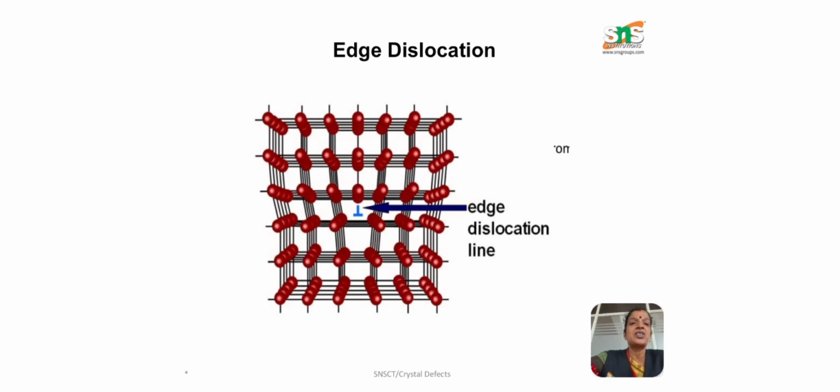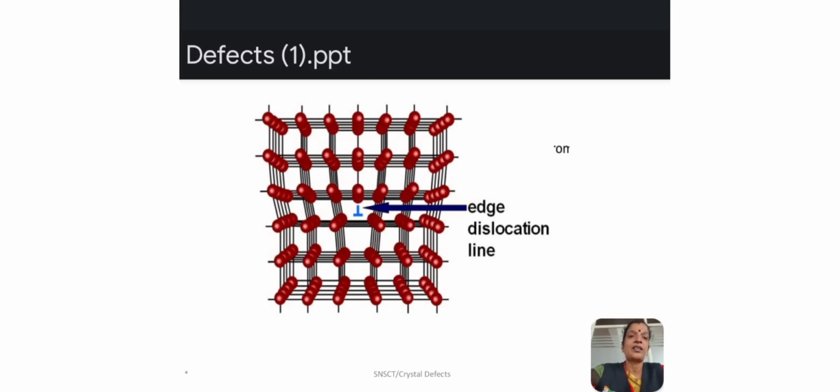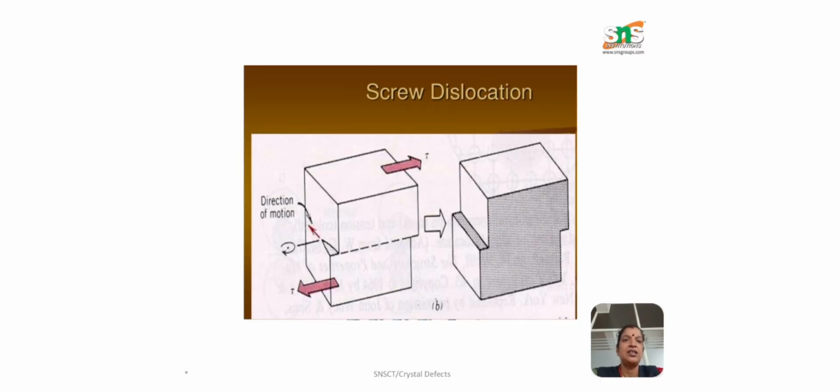So from this picture we can tell about the edge dislocation. Here there is a partial insertion of a line of atoms in the intermediate position. So here we have a positive edge dislocation and a negative edge dislocation. If the part of the atoms is inserted from top to bottom, that is positive, or if it is inserted from bottom to top, that is the negative edge dislocation.